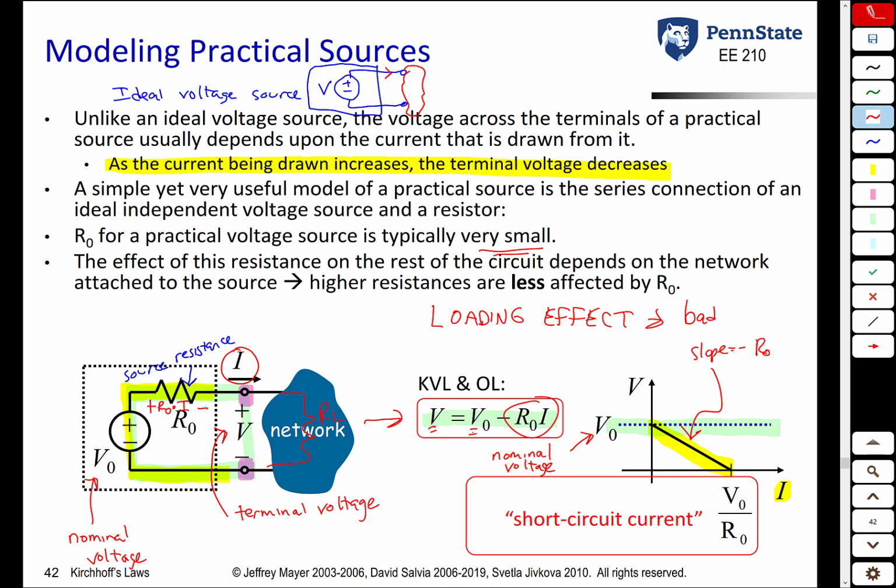One final point before we continue on with an example is this point on the graph here is what happens if you short out the voltage source. In other words, if you connect these two terminals together so that the terminal voltage is 0, what happens is you get a very high current equal to the nominal voltage V naught divided by the internal resistance R naught. And we call that the short circuit current. This is going to play a part later on.